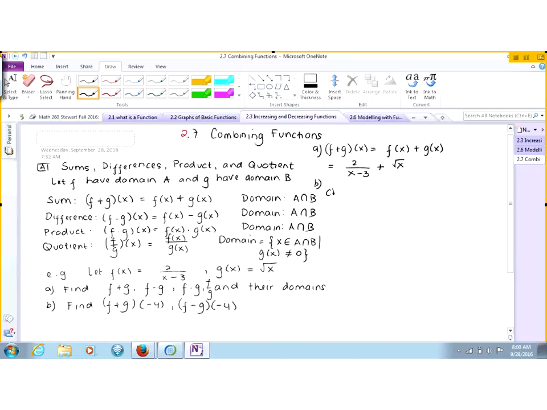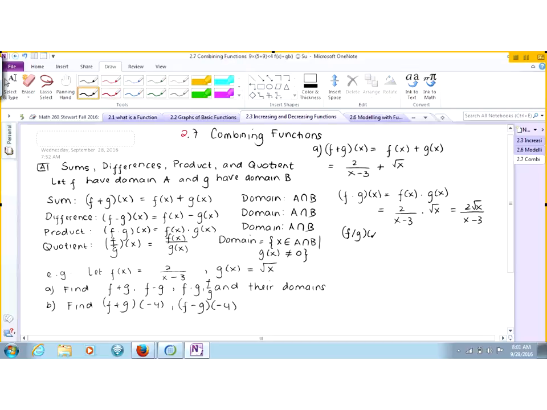What about the F times G? Same thing. So F times G of X is equal to F of X times G of X. So this is 2 over X minus 3 times square root of X. So it's just 2 square root of X over X minus 3. Alright. How about the last one? Oh, this is still A. I didn't have to label this.